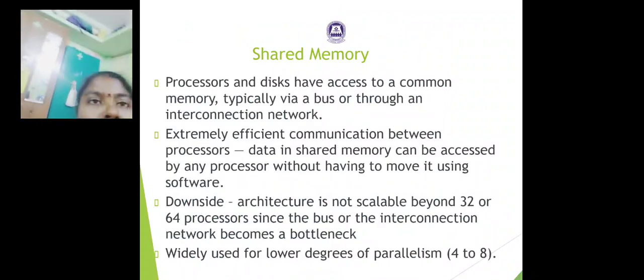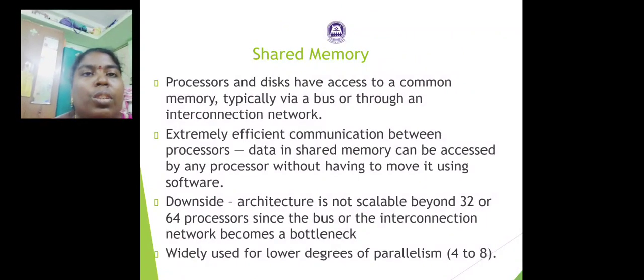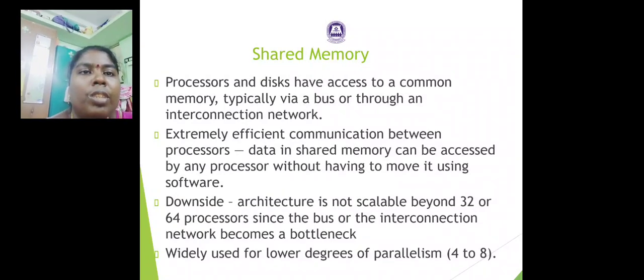First we look at shared memory. The processors and the disk have access to a common memory, typically via a bus or through an interconnection network, which provides extremely efficient communication between processors. Data in shared memory can be accessed by any processor without having to move it using software.